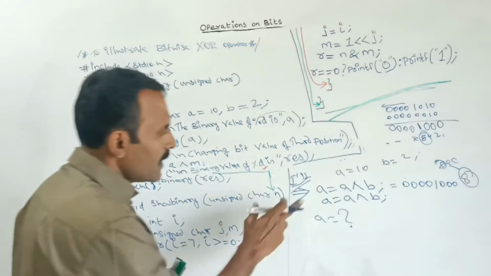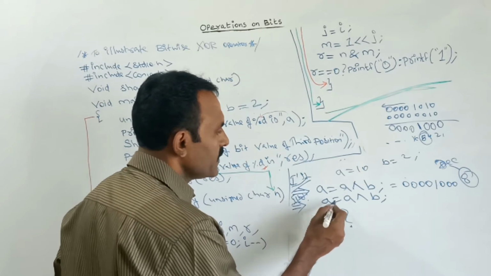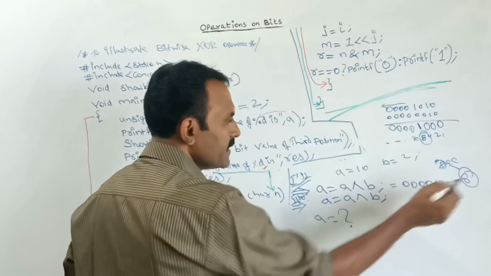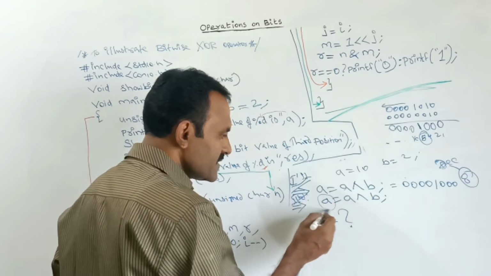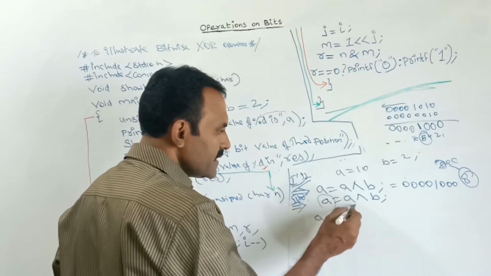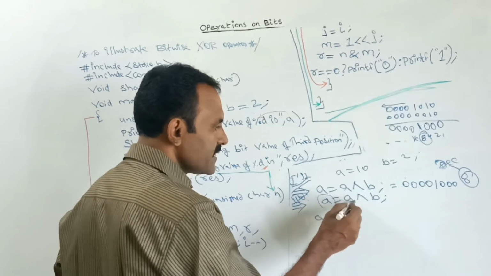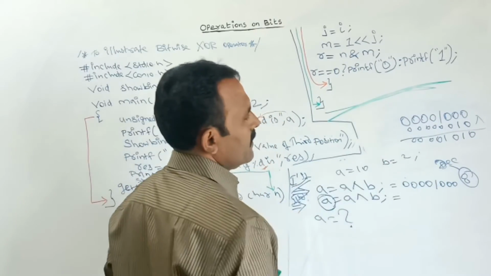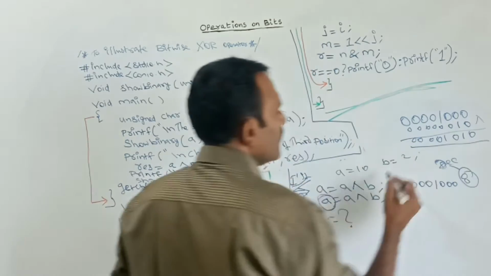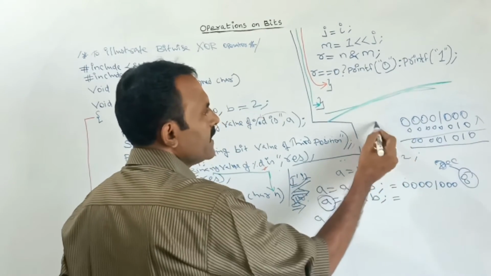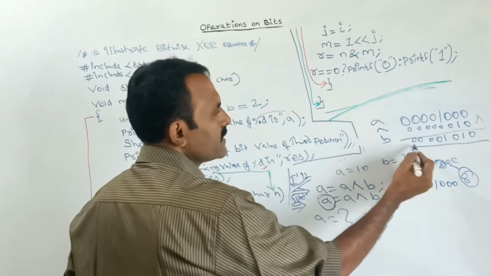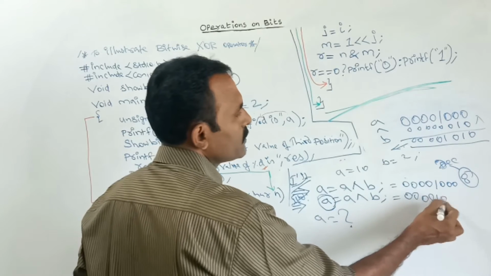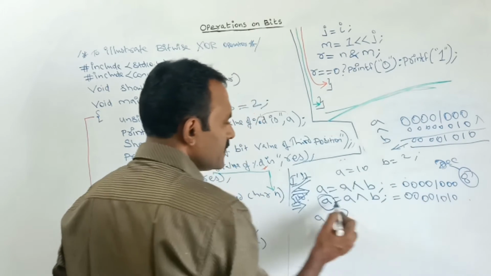Now the second time I am going to XOR A with another number. Currently the value of A is 8. Now this A is XORed with B, that is, 8 is XORed with 2. So what is the result here? This is the answer. When we are XORing A with B the second time, this is the result, that is 0 0 0 0 1 0 1 0. This is the second time.